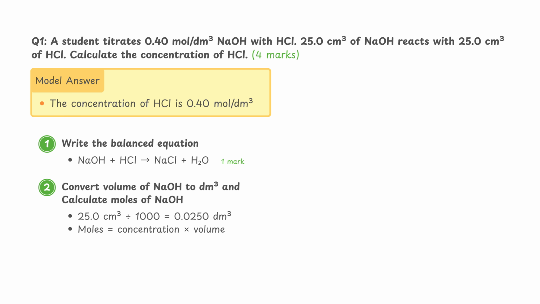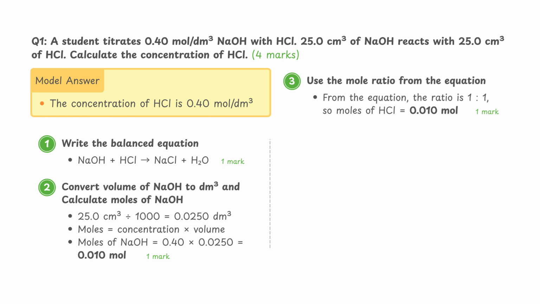Now calculate the moles of sodium hydroxide. Moles equals concentration multiplied by volume. Moles of sodium hydroxide equals 0.40 multiplied by 0.0250. Moles of sodium hydroxide equals 0.010 moles. Step 3. Use the mole ratio from the equation. From the equation, the ratio is 1-to-1, so moles of hydrochloric acid equals 0.010 moles.